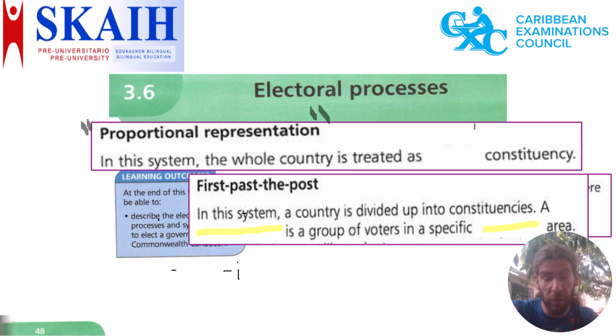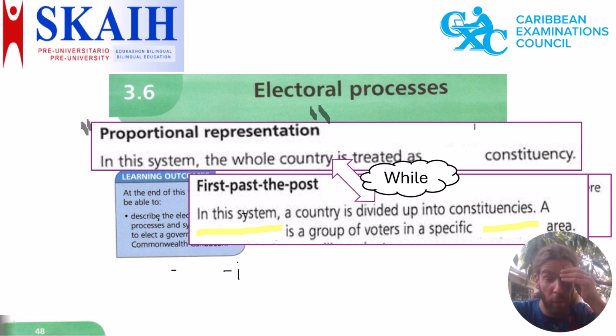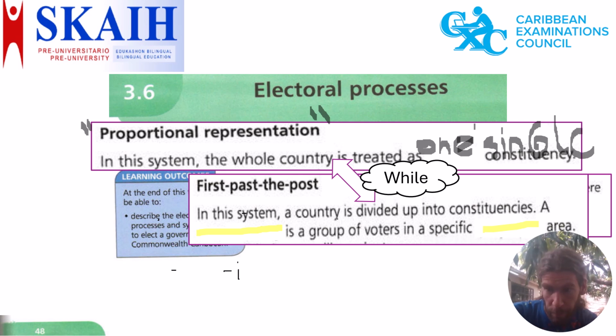And in that system, the whole country as a whole is treated as one single constituency. The main difference with the first past the post system is that in that system, a country is divided up into constituencies. So while in the proportional representation system the whole country is treated as one single constituency, in the first past the post system, a country is divided up into constituencies. So that's the main difference between those two.